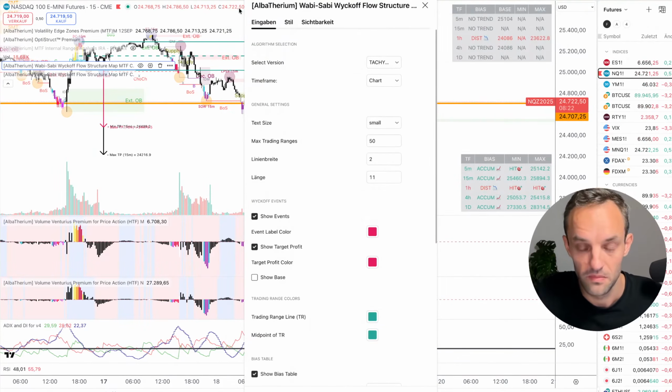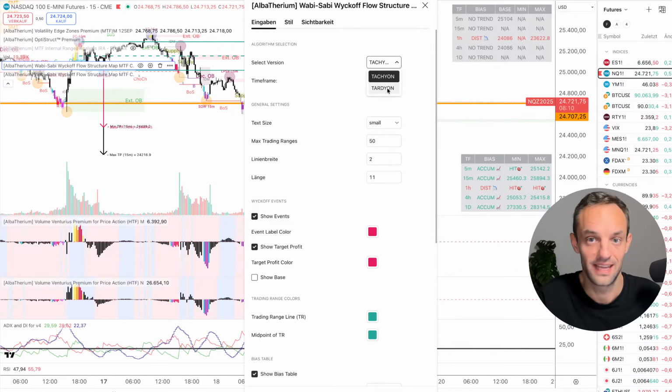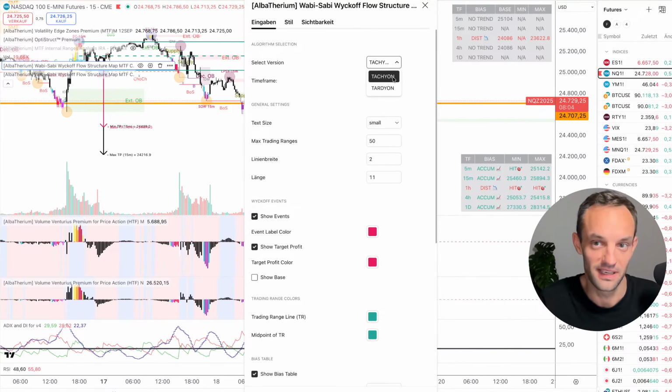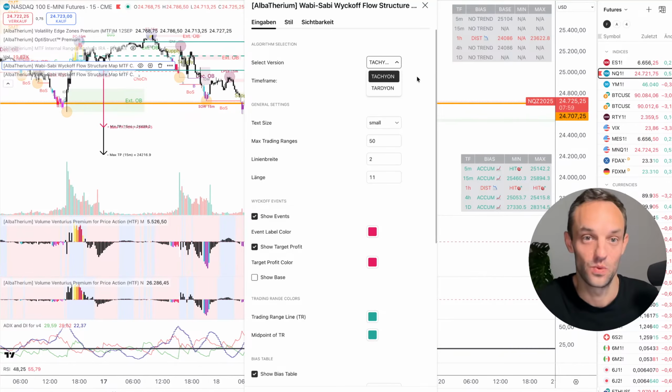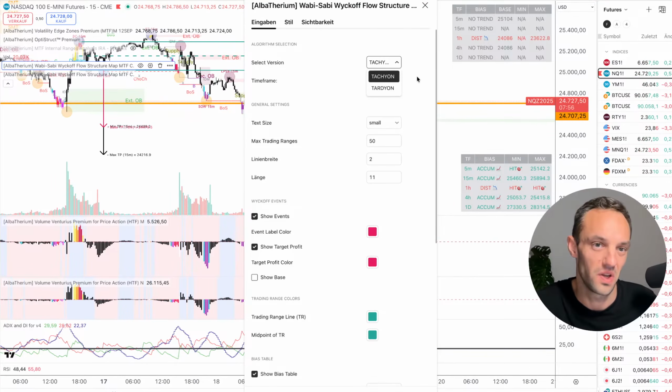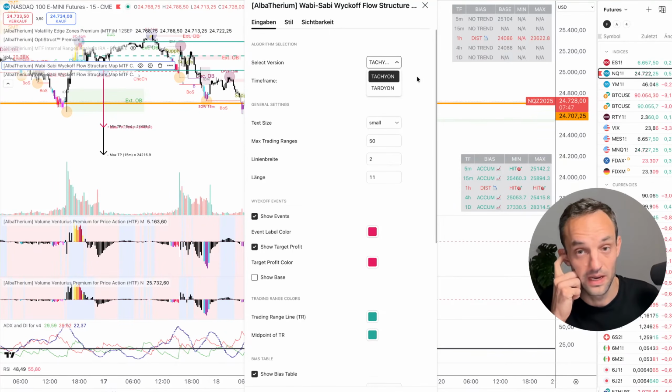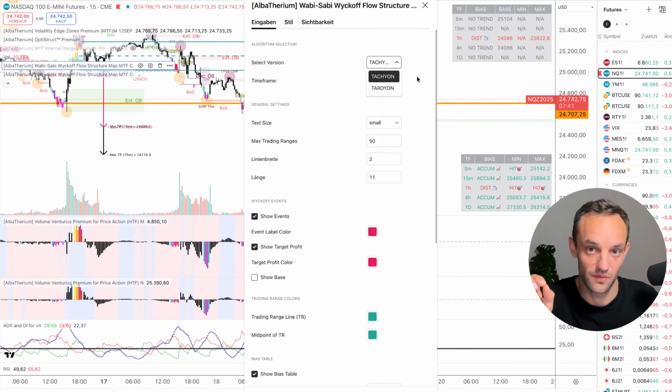So what is new? New is that we have 2 versions here at the top. There is the Tachyon and the Tardion. Tachyon, for me, this is pretty much the same name, right? I don't know why we use it, but anyway, we have a Tachyon, which is the faster version, and not that precise, it's faster. Okay, and the Tardion, which is a little bit slower, a little bit laid back, and the difference is in volume analysis and also in range detection.